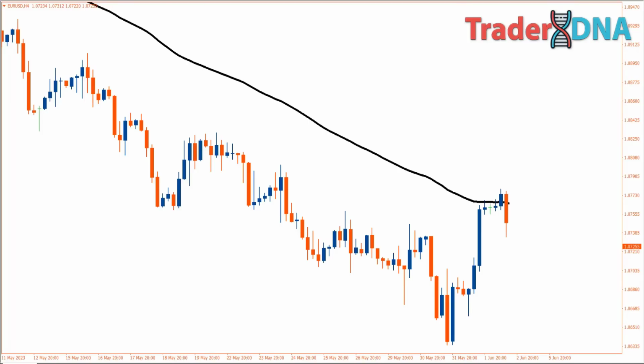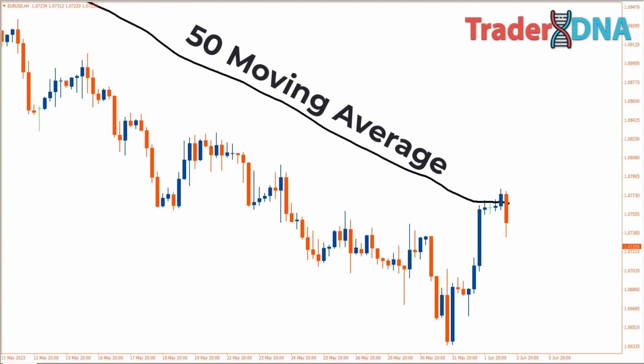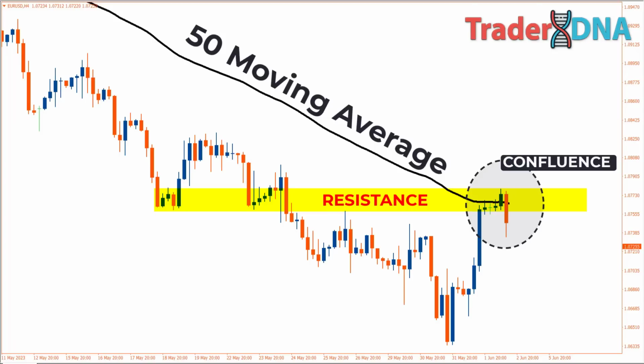We have a current downtrend characterized by lower highs and lower lows. Additionally, we have the 50-period moving average acting as a key level, intersecting with a resistance line. This convergence creates an area of high confluence. As the price pulls back towards this confluence, you should observe if the price exhibits any form of rejection.